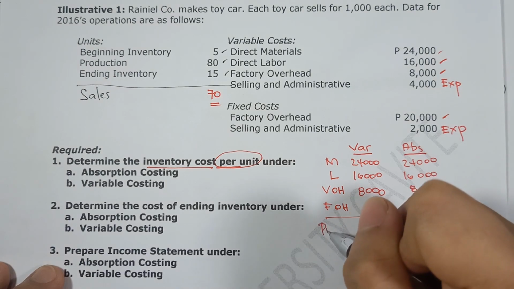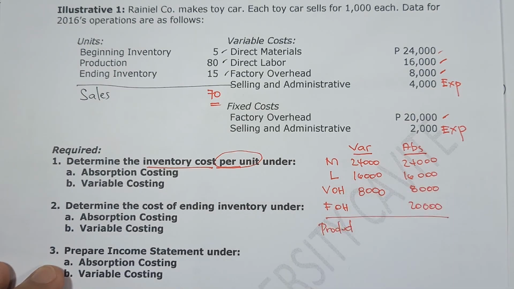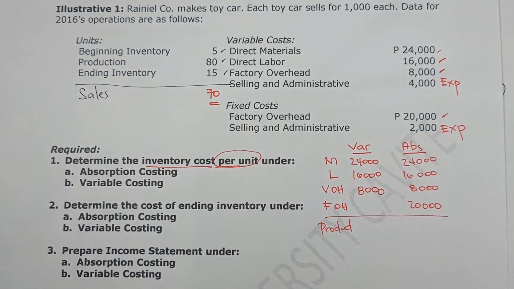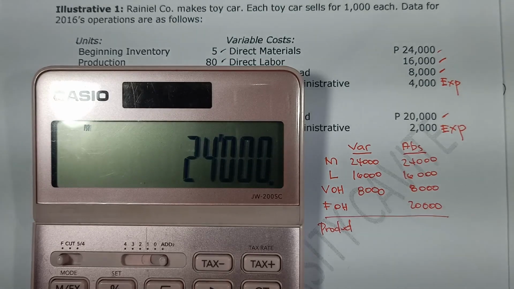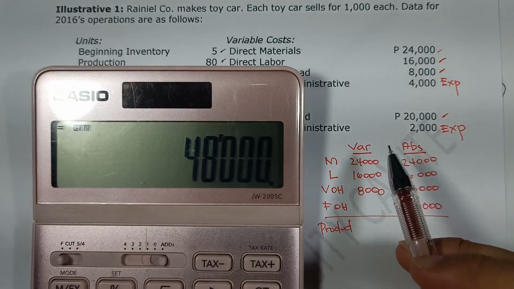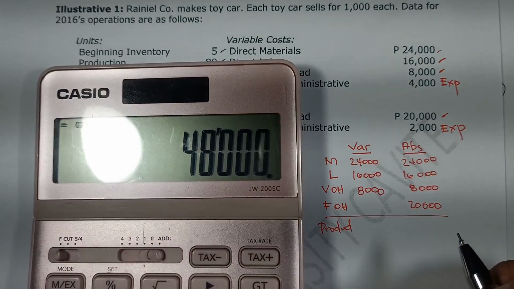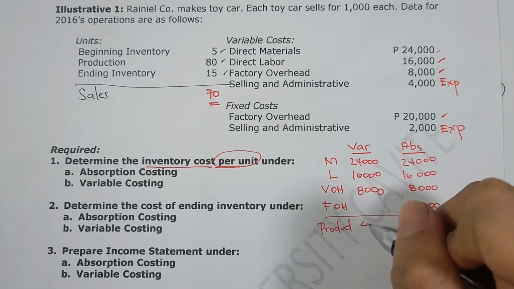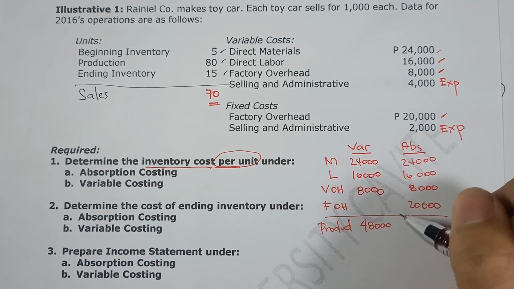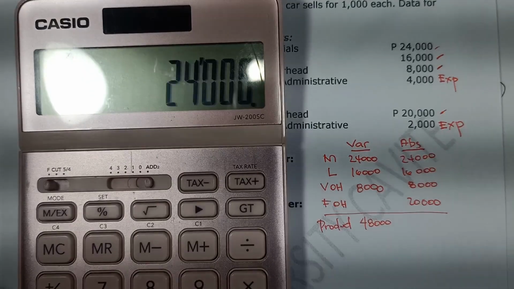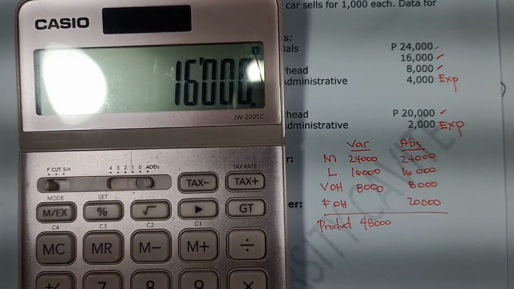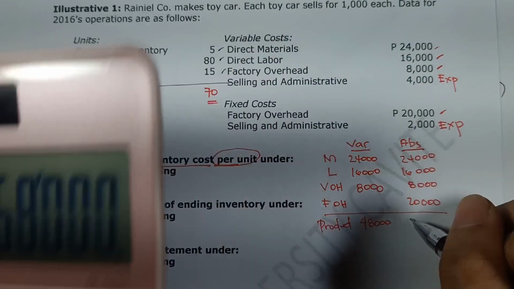So, magkano yung total product cost ng dalawang method? 24,000 plus 16,000, then plus 8,000, the product cost under variable costing is equal to 48,000. Under absorption costing, on the other hand, that's equal to 24,000 plus 16,000 plus 8,000 and then plus 20,000, or this is equal to 68,000.